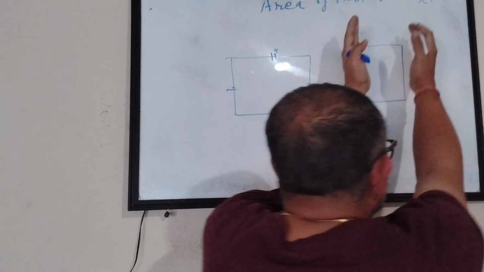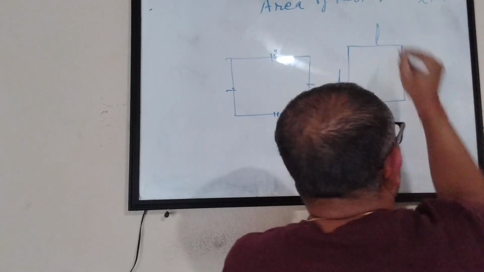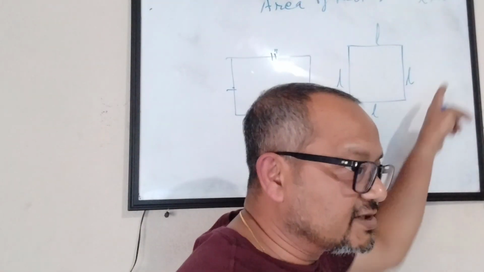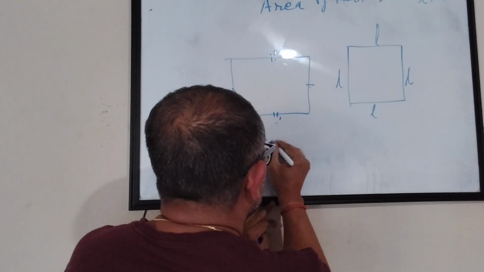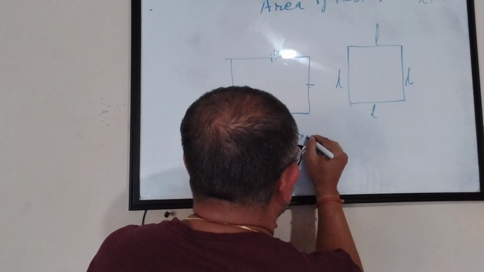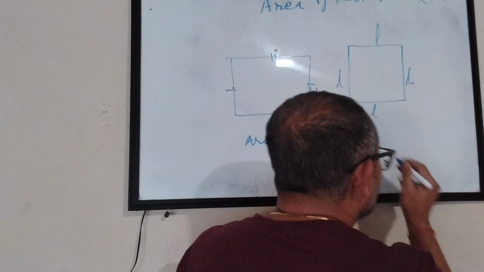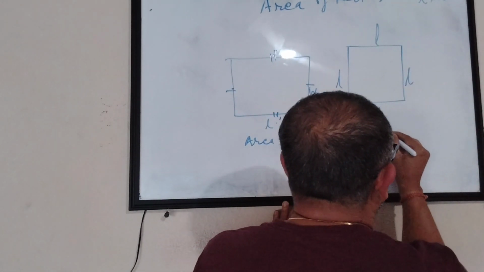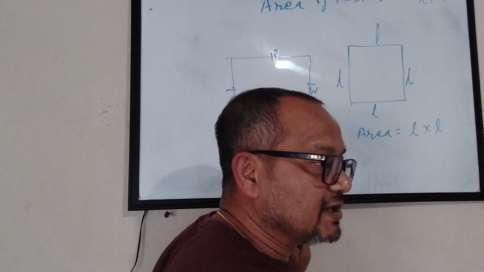So if I assume this is my rectangle, then all the sides are the same. If the area of a rectangle is length times width, where this is length and this is width, here everything is length. So the area of a square becomes length times width, and my width is the same, so length times length.